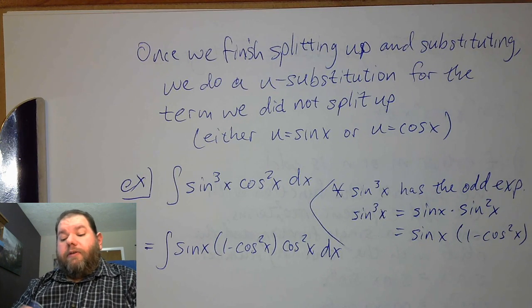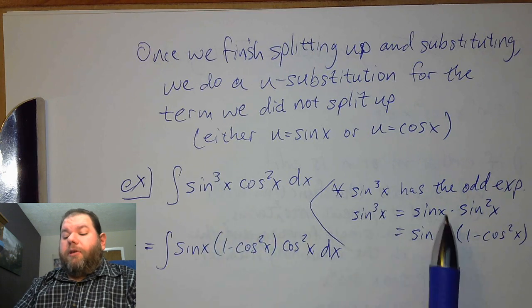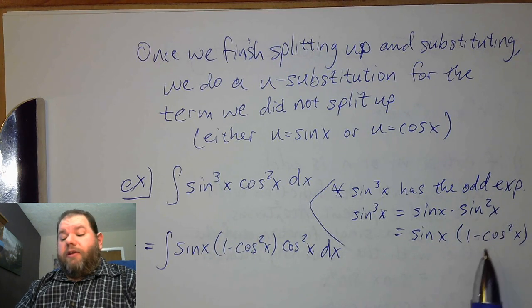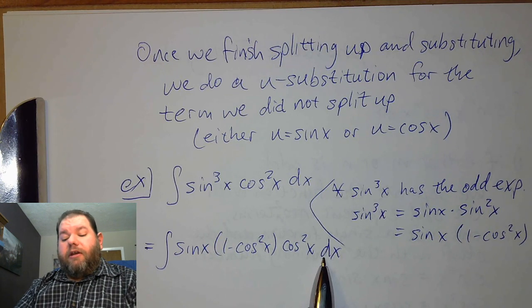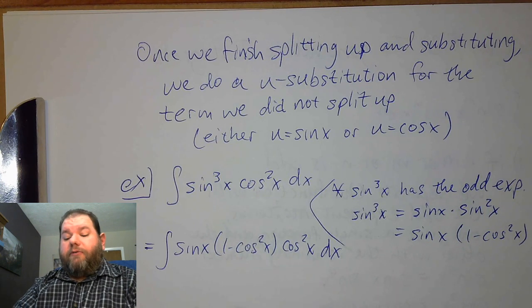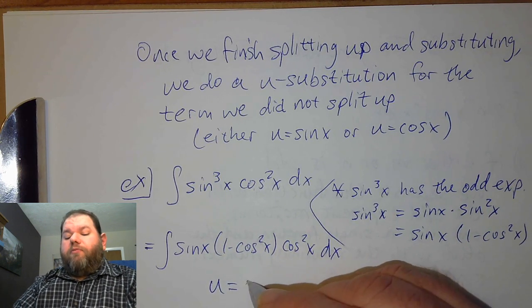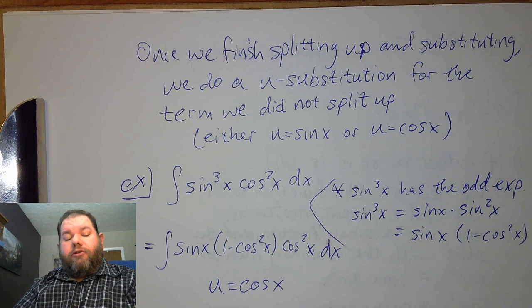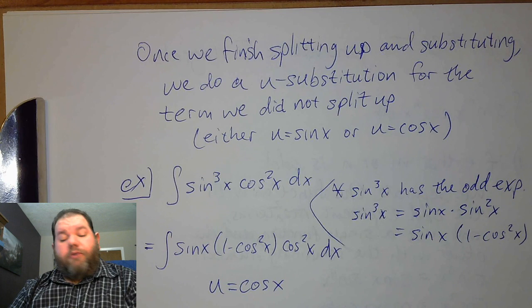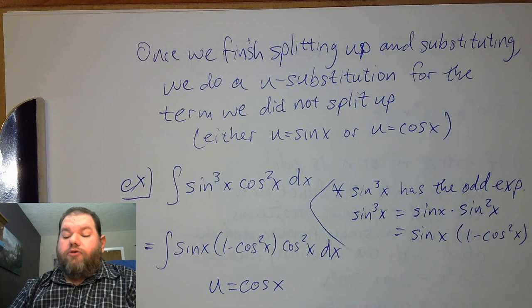So doing that, we took our sine cubed, we split it into sine times sine squared. Sine squared we made into 1 minus cosine squared. Filled that back in, and now we're going to substitute for the one that we did not touch, which was the cosine squared. But we want to make sure we just let u equal cosine x, not the cosine squared. We don't want the exponent on that u substitution.